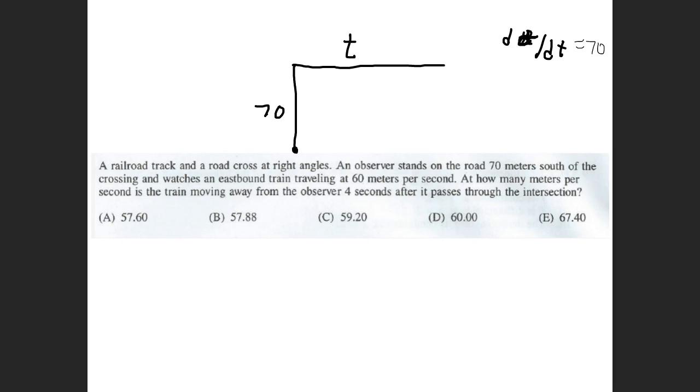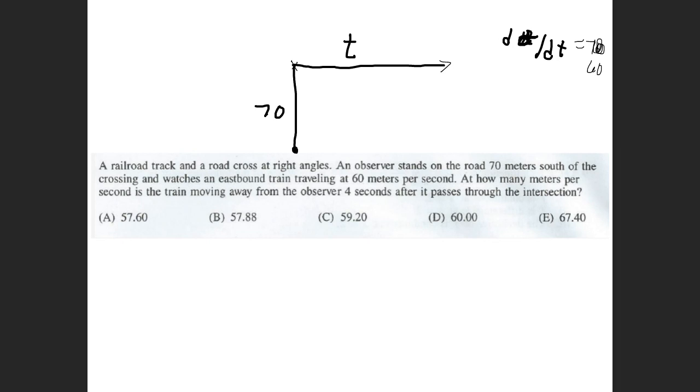And this guy watches this train. It crosses right here. It's going this direction at 70 miles per hour. Oh no, that's 60 miles an hour. He's 70 meters. Okay, so 60 meters per second.